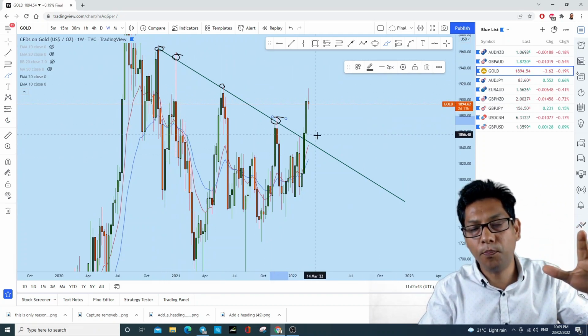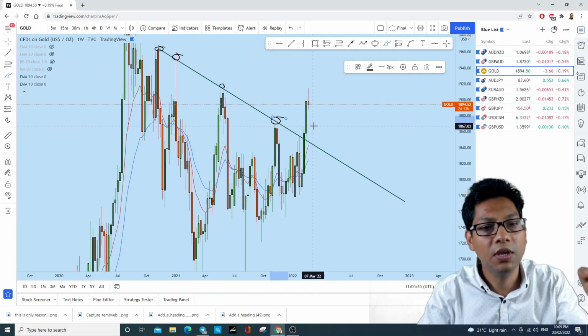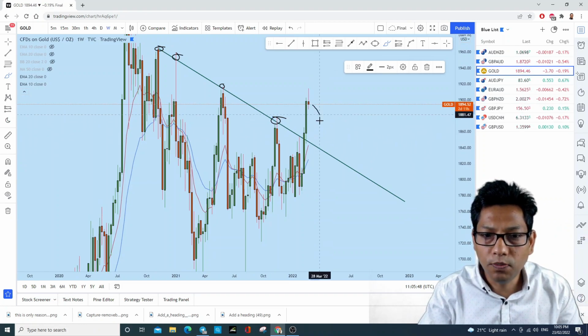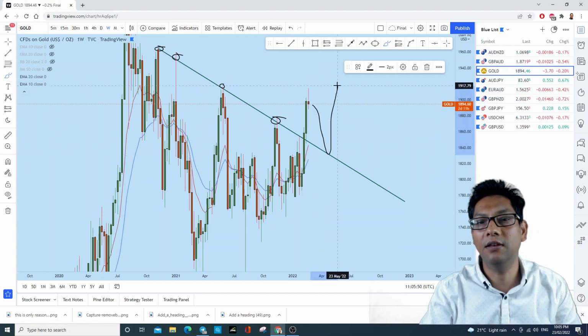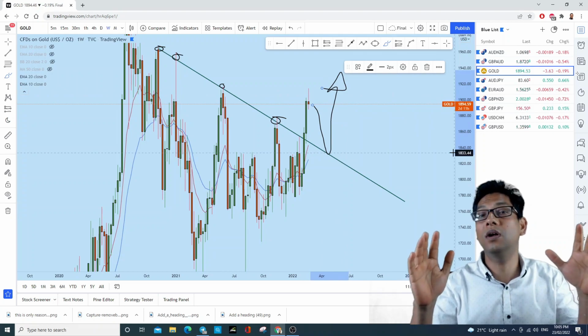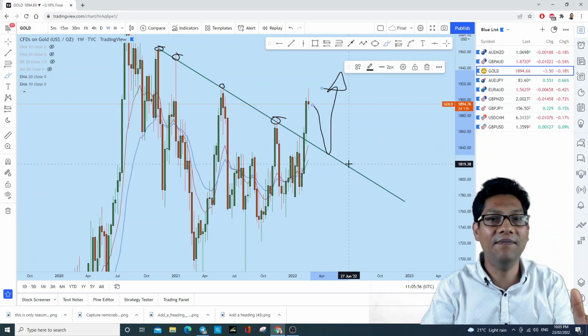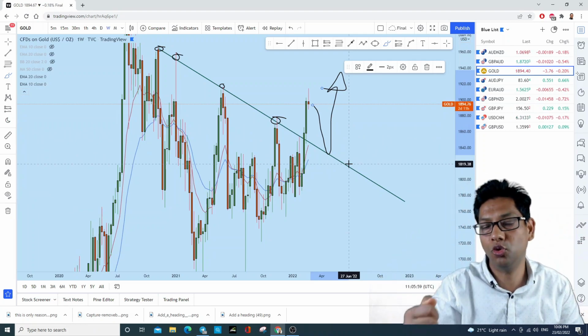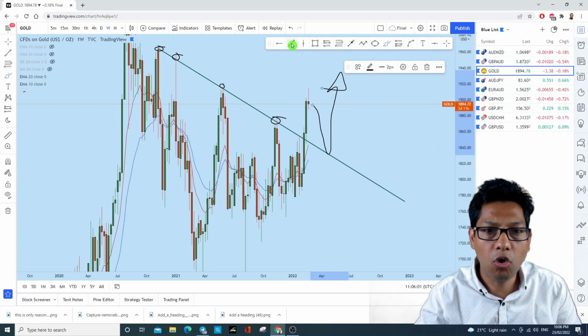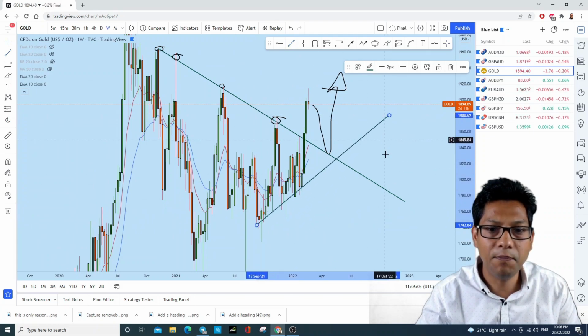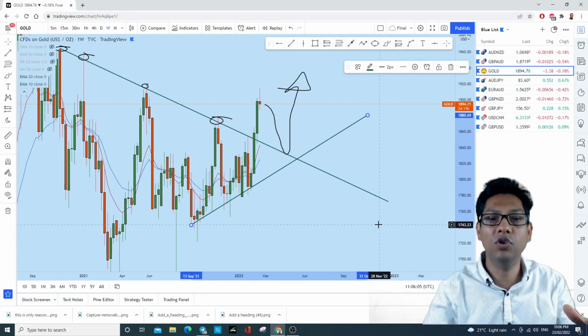Resistance, every point there is a resistance here. It's broken. It should be tested as a support and then should go up if it wants to continue to the upside. So that means that to test this level as a resistance, the price should fall down. And if you draw this trend line here and they are meeting together, this is the high confluence area.